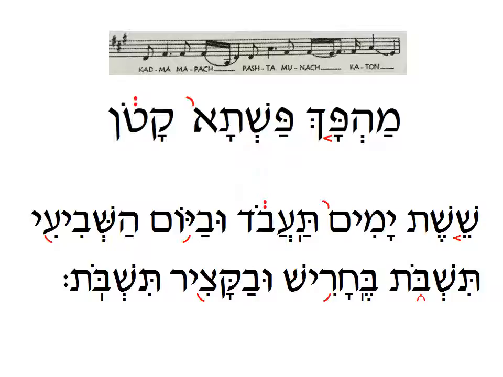Let's try another one. Sheshet yamim ta'avod, uvayom hashvi'i tishbot, Becharish uvakatzir tishbot. Again, 3 families. Mapach pashta katon, mercha tipcha etnaktah, mercha tipcha sof pasuk. Sheishet yamim ta'avod, uvayom hashvi'i tishbot. Becharish Uva katzir tishbot.